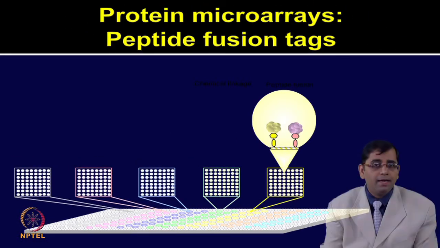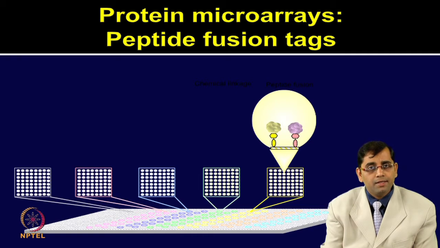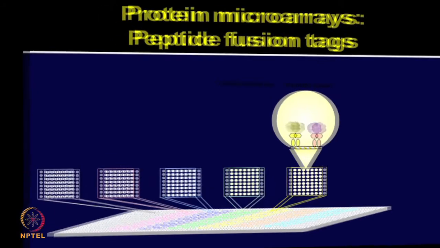The peptide fusion tag is another approach. Peptides can be synthesized artificially. So, proteins fused to GST or 6 histidine tags are spotted on the chip surface. Nickel coated slides have also been used for protein microarray applications.